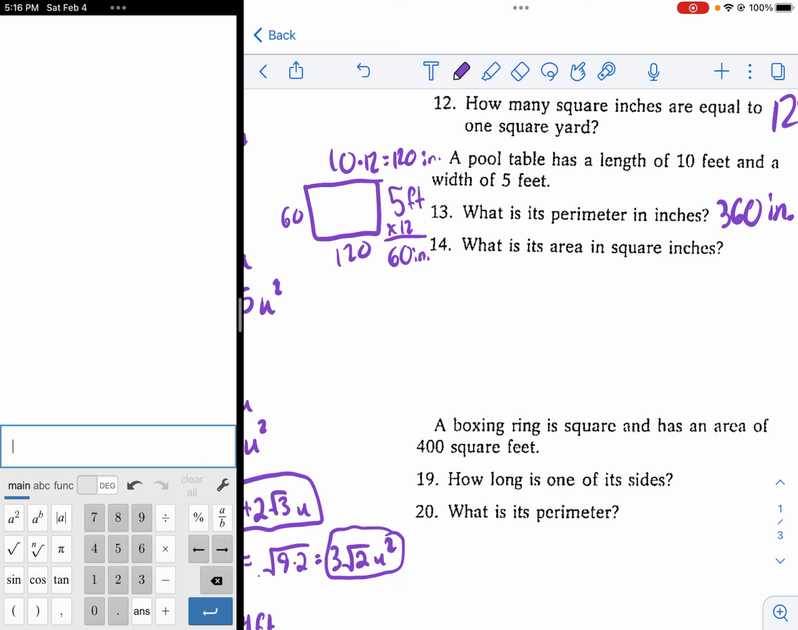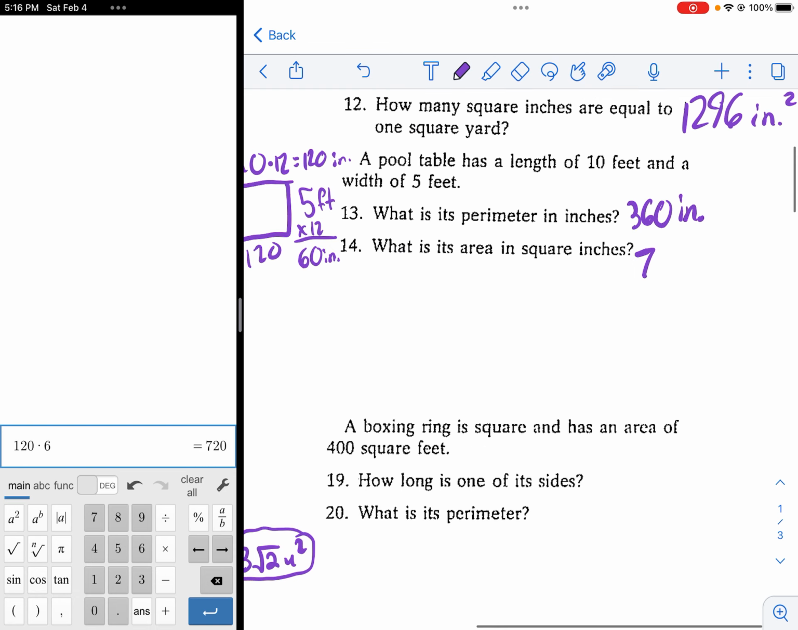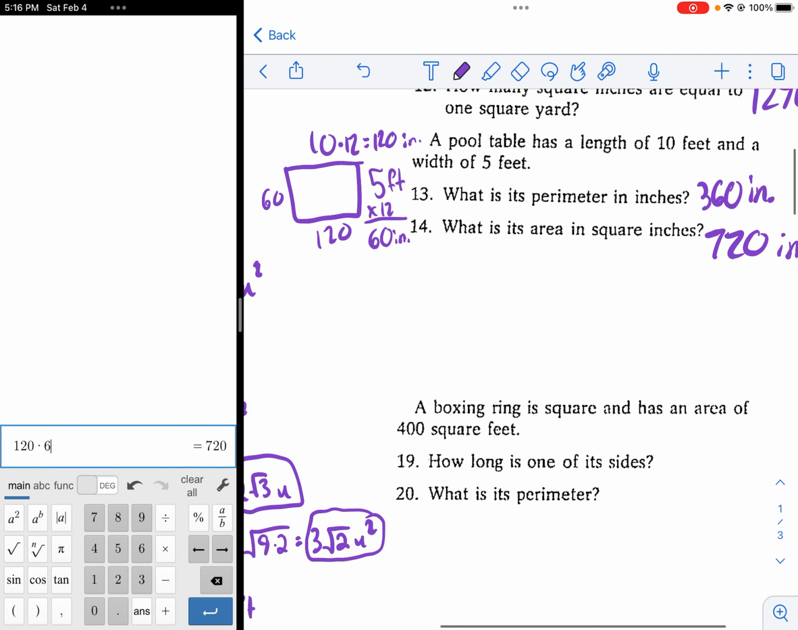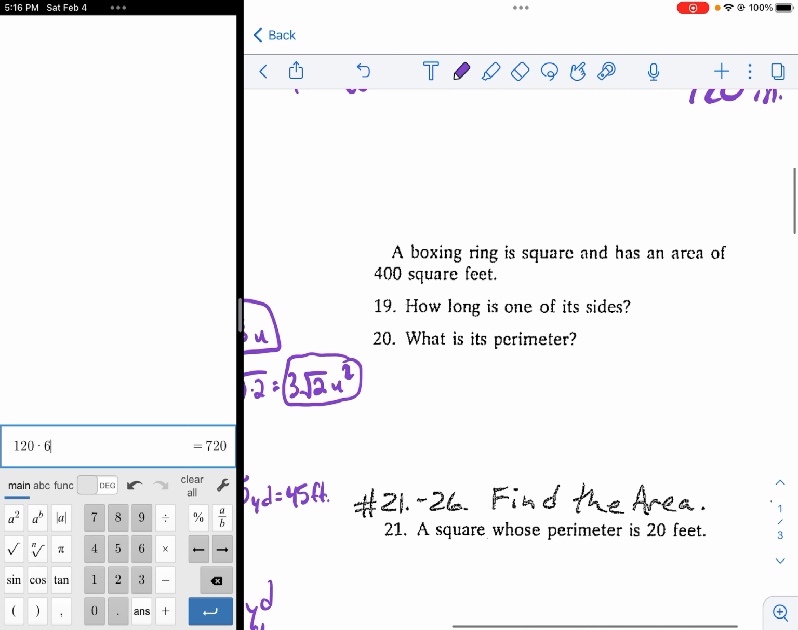We can take 120, multiply that by 6. Gives us 720 inches squared. Okay, so again, just making sure to transfer your units and multiply or divide accordingly.